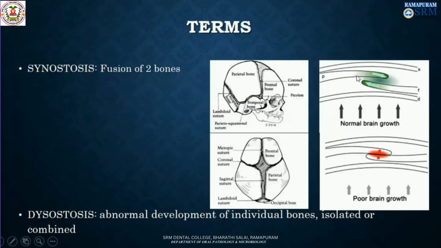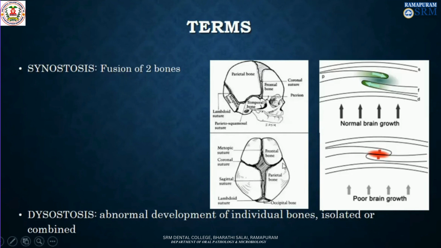Suture is a site where two membranous bones are opposing each other. They are arranged in this pattern to allow normal brain growth to happen. If these membranous bones are fused, then the brain growth will be poor and the intracranial pressure will increase. This type of fusion occurs in a condition which we call synostosis. Synostosis is the fusion of two bones at the site of sutures, or premature obliteration of sutures.